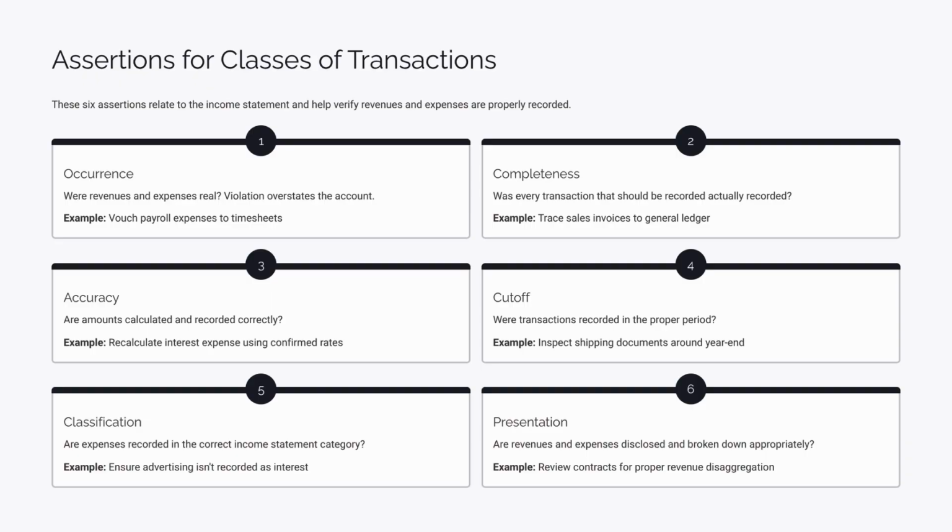5. Classification: are the expenses recorded in the correct income statement category? Example: ensuring advertising expenses aren't recorded as interest. 6th, presentation: are revenues and expenses disclosed and broken down appropriately? Example: reviewing contracts to confirm proper revenue disaggregation.